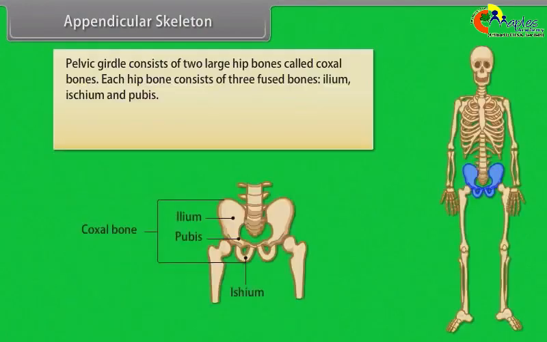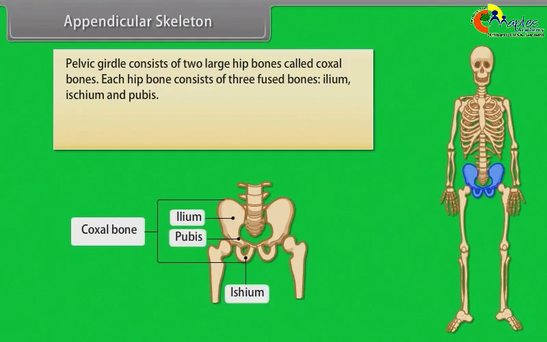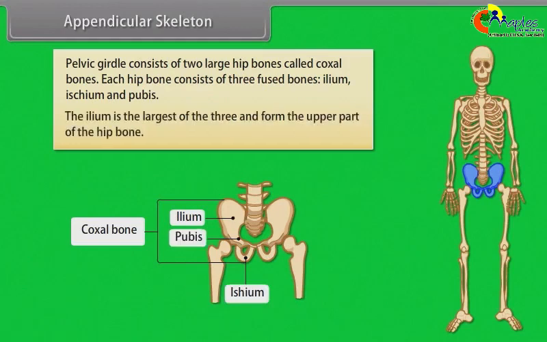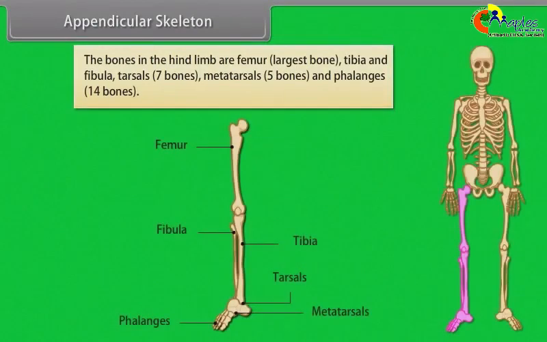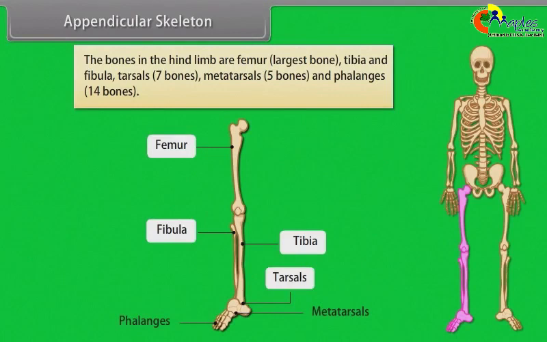Pelvic girdle consists of 2 large hip bones called coxal bones. Each hip bone consists of 3 fused bones, ilium, ischium, and pubis. The ilium is the largest of the 3 and forms the upper part of the hip bone. The bones in the hind limb are femur, the largest bone, tibia and fibula, tarsals 7 bones, metatarsals 5 bones, and phalanges 14 bones.